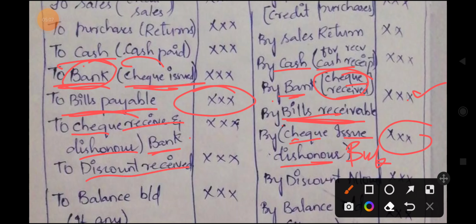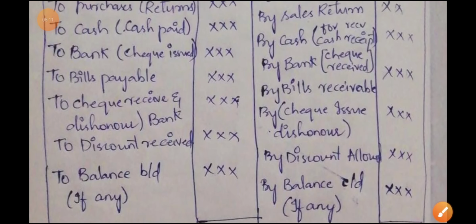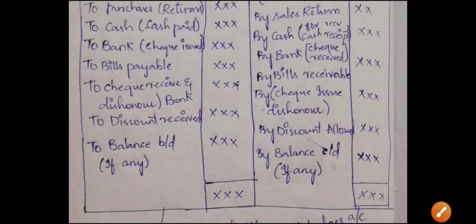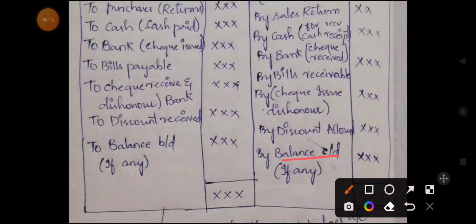Similarly, discount received on the debit side, discount allowed will be on the credit side. And at the end of the period, if any balance is still due, by balance carried down you will write. Okay, if anything is still receivable. If we need to pay him, then to balance carried down. By mistake it was written as brought down, it should be carried down. To balance carried down will be your closing balance.